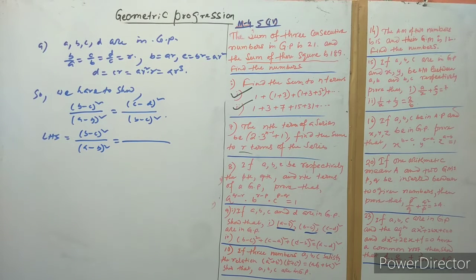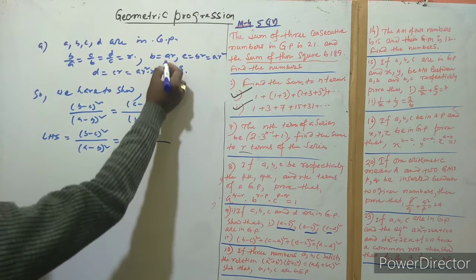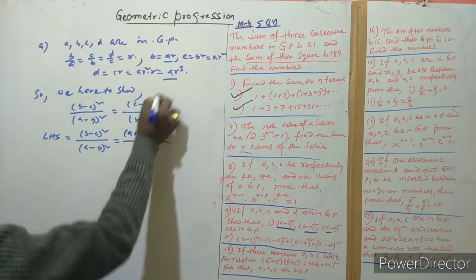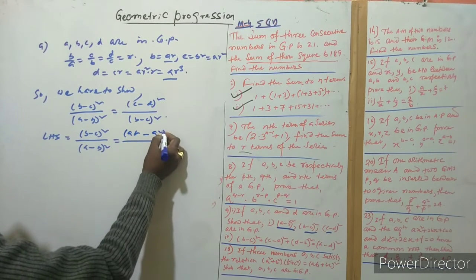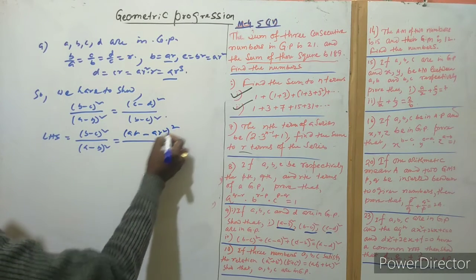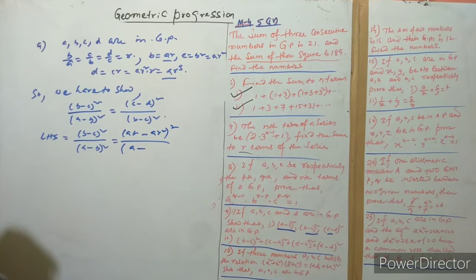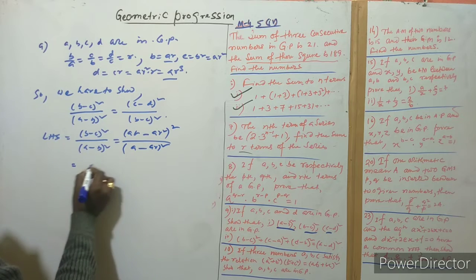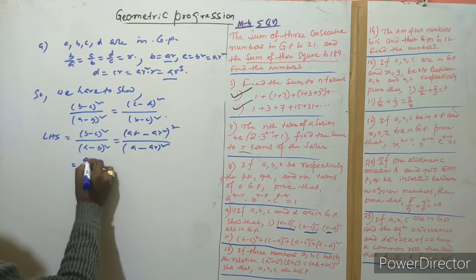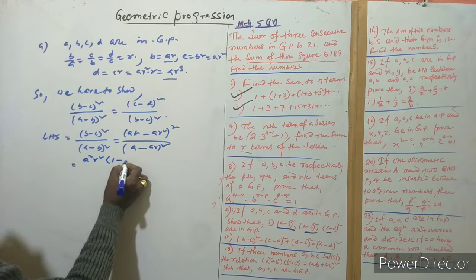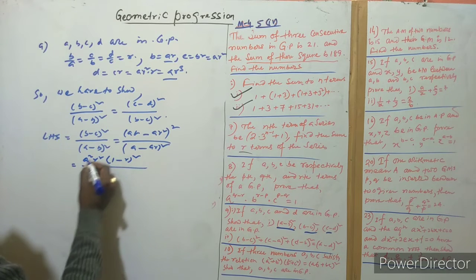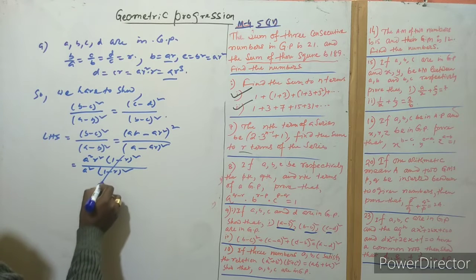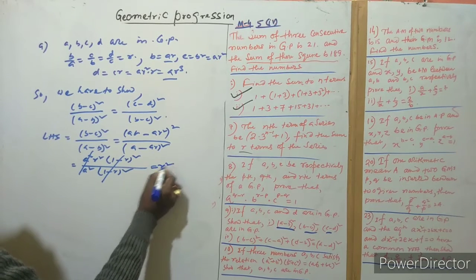And here C. What is B here? B is equal to AR, we can put here AR, minus C, and C is equal to A R square. And A, and B is equal to AR. Now take a common A square R square, this is 1 minus R whole square. Now again take a common A square, we get here 1 minus R whole square. So these two are cancelled, so we get here R square.